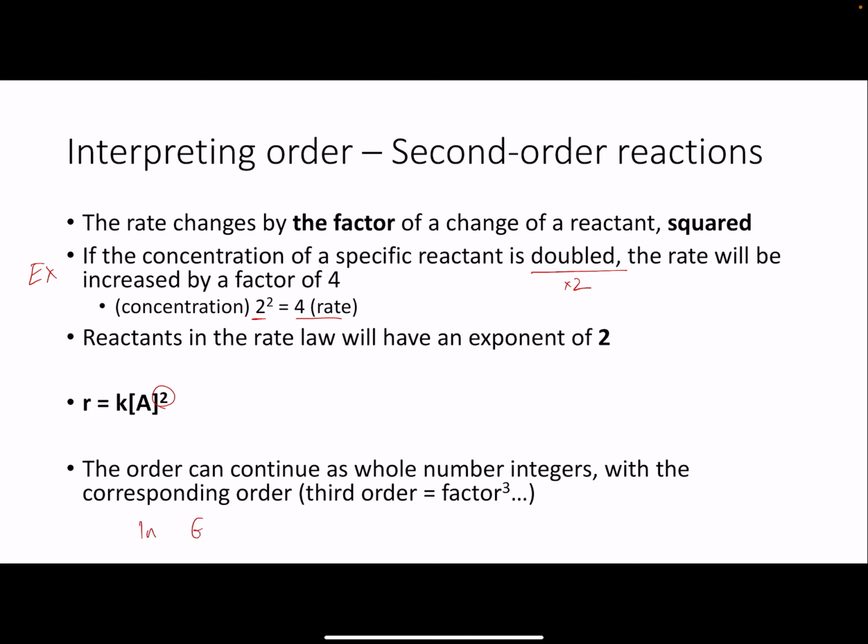So in general, what we can say is the factor that the concentration changes by, to the exponent, which represents the order, is equal to the factor that the rate changes by. Right? So this applies to any rate. If it's an 8th order reaction and then we double concentration, 2 to the exponent of 8 is what the rate will change by. Okay, so make a note of this because we'll use this to interpret experimental data now.